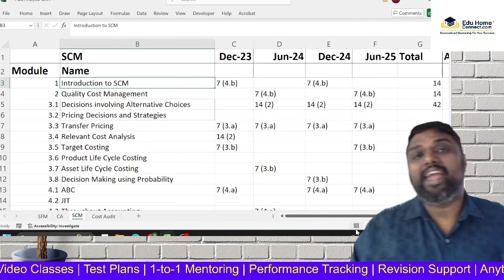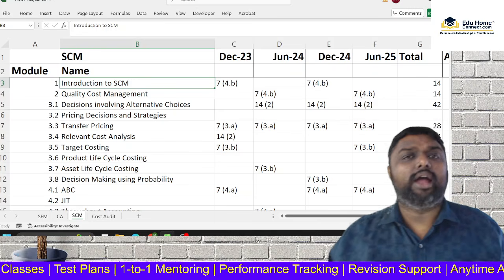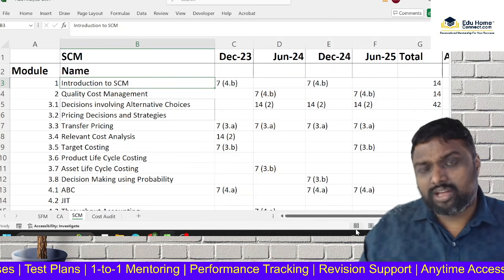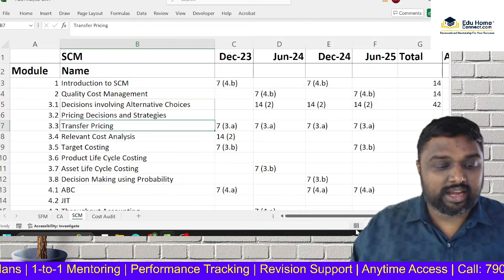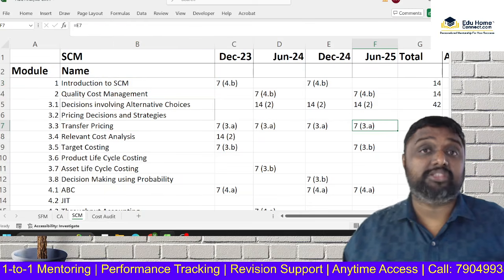Now coming to the major point. How am I going to highlight this for you? I am going to give you the A category first. In your preparation, the next A category topic I would like to tell you is transfer pricing.